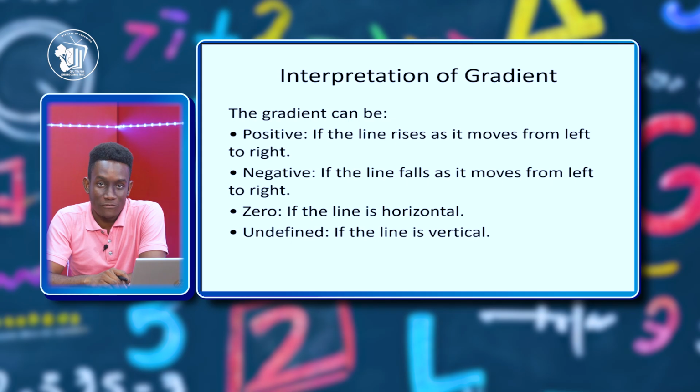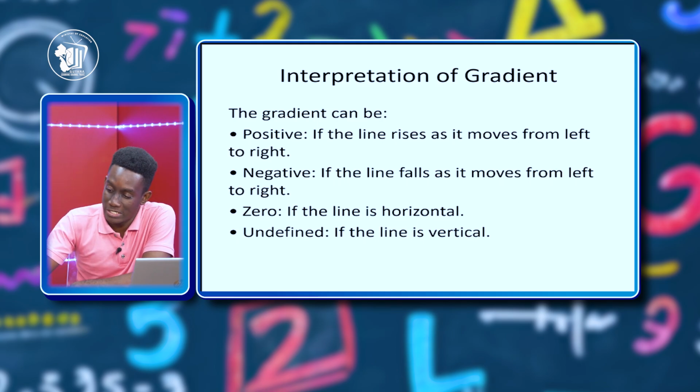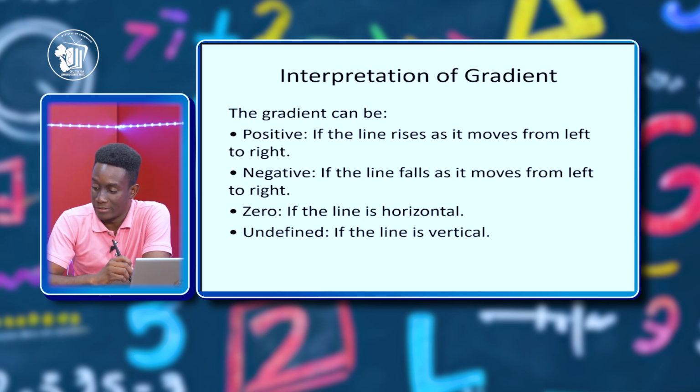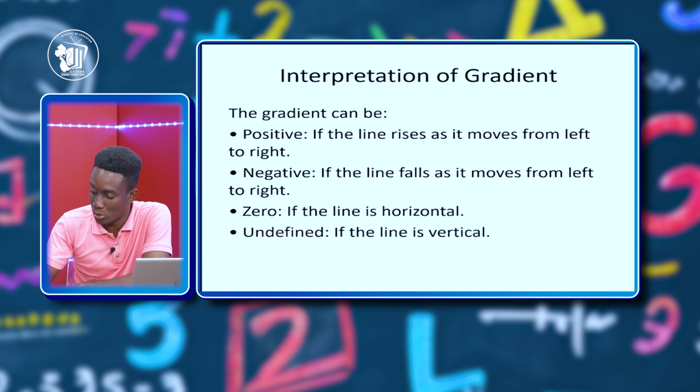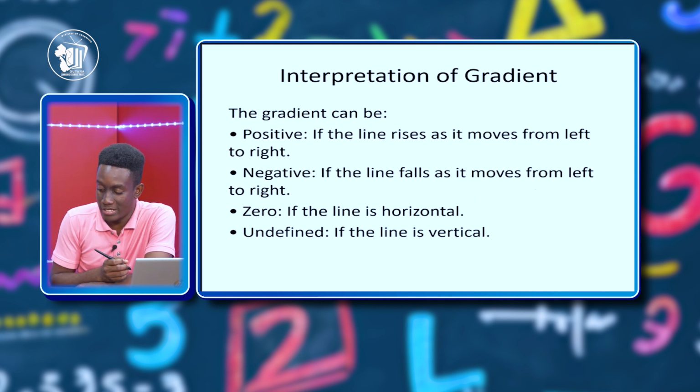After you finish calculating the gradient, if the number is positive, that means the line rises from left to right, like this. If it's negative, that means the line falls from left to right. It will fall down like this. If the gradient is 0, that means the line is horizontal. It goes straight across. If the gradient is undefined, that means the line is vertical.